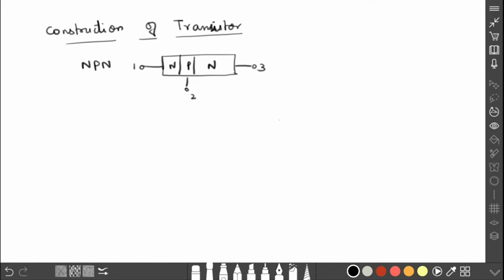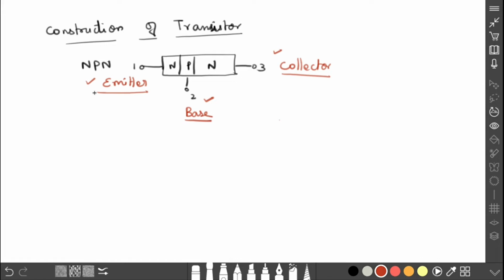Now I'm going to give some special names for all the terminals. The first terminal is named emitter, the second terminal is named base, and the third terminal is called collector. So I have given three different names for the three terminals. The in-between part, that is the central region of the transistor, is named the base, and the outer part, the last region, the third region, is called the collector.